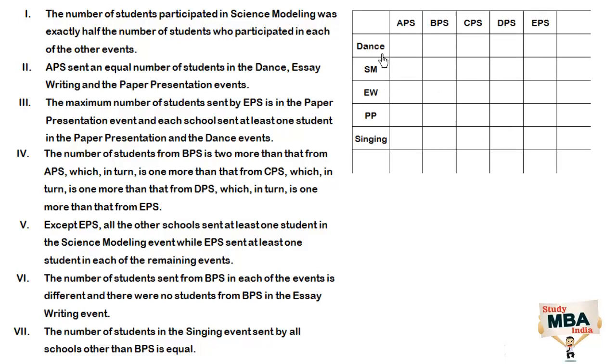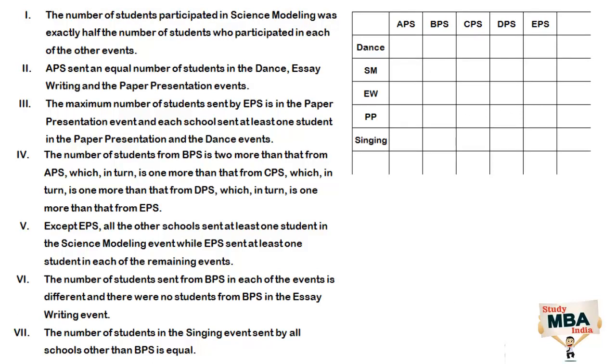So effectively we have to completely fill this particular table, as you can see. So these are the schools, these are the events, and in this cell we'll be putting the numbers which will represent the number of students from that particular school who are participating in that particular event, correct? So let's start with the first condition. The first condition says that the number of students who participated in science modeling was exactly half the number of students who participated in each of the other events. So for science modeling, if the number of students who participated is say x, then in each of the other events the total number of students participating would be equal to 2x, correct?